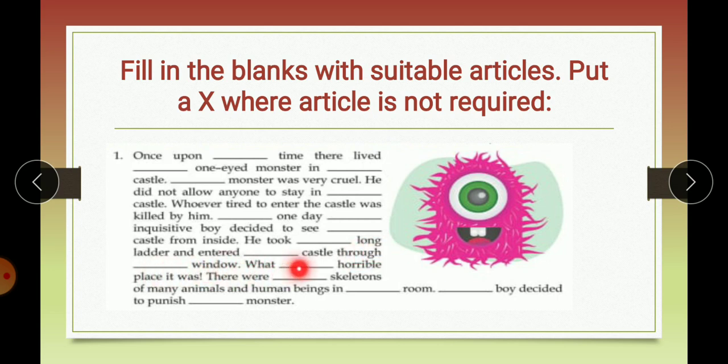What a horrible place it was. There were skeletons. So here before skeletons it will be cross, of many animals and human beings in the room. The boy decided to punish the monster. Clear?